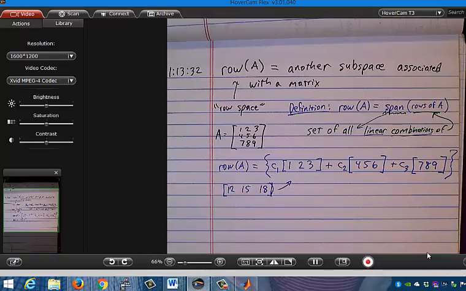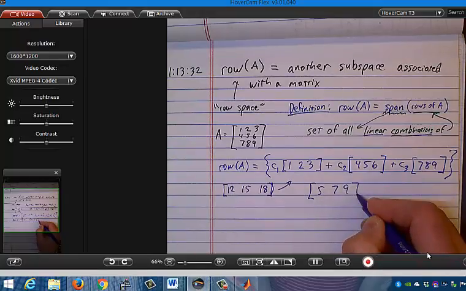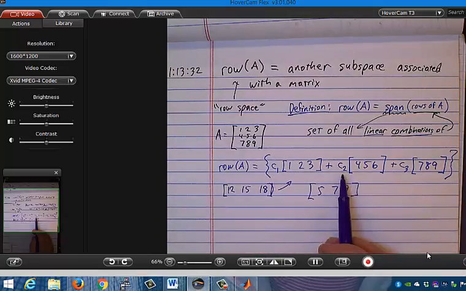Okay? How about this one, guys? Just 5, 7, 9. Is that in the row space? Yes, but do you see what I'm doing? C1 is 1, C2 is 1, C3 is 0. Yeah, so these are kind of easy examples. You can let the constants be anything you want, and you'll get something in the row space. Here's a question. Is every possible vector with 3 numbers in it in the row space or not?